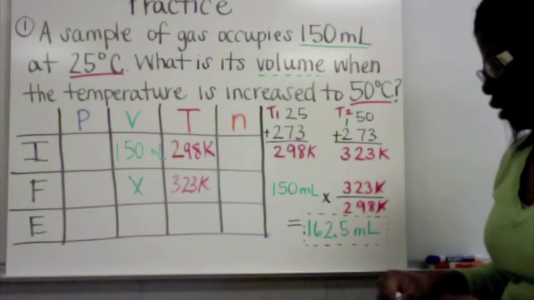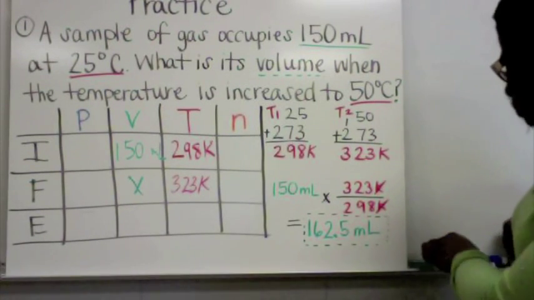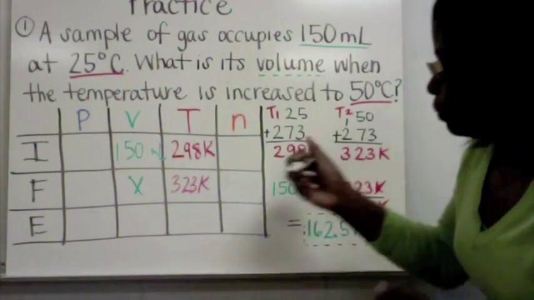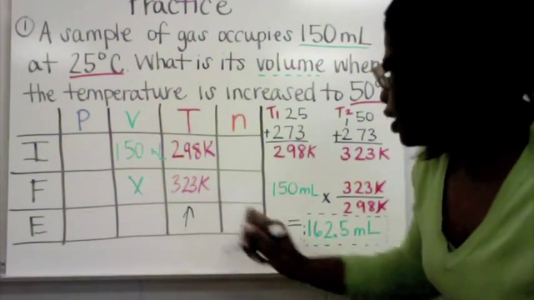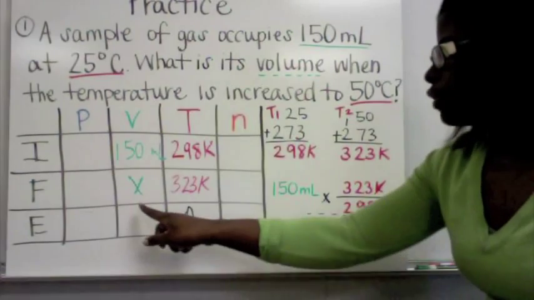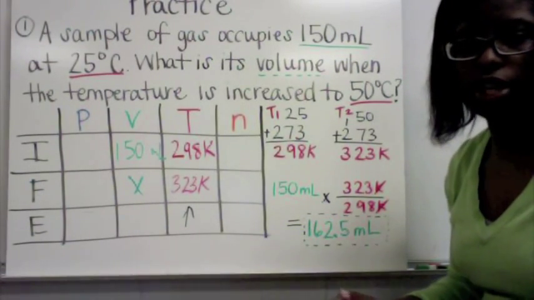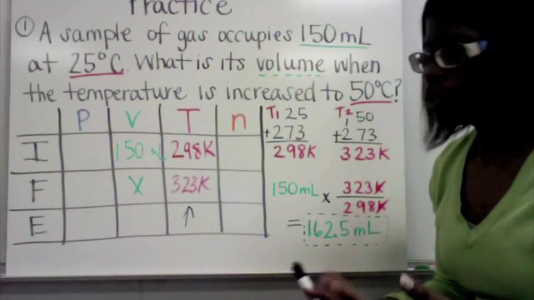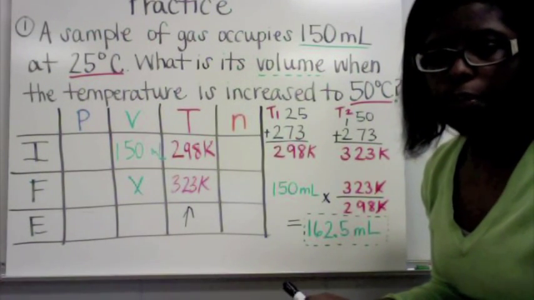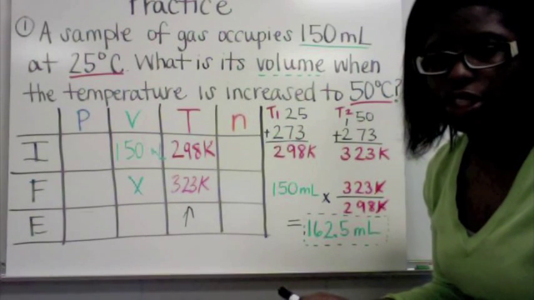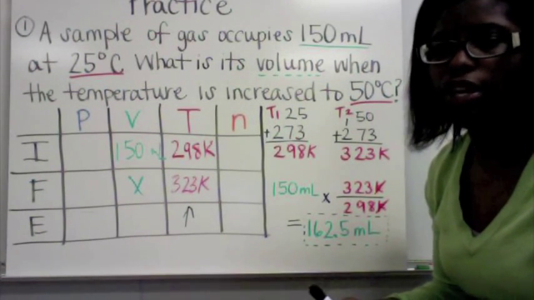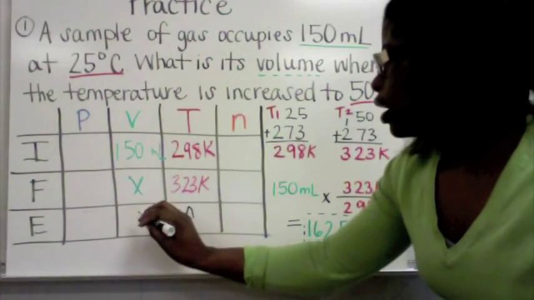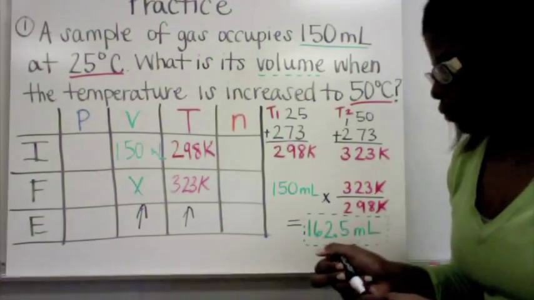We notice that 323 is bigger than 298, so there's going to be an up arrow right here for the effect. The relationship between volume and temperature is Charles's law. Those two variables, volume and temperature, have a directly proportional relationship. So if temperature increases, then volume should also increase. We're looking for a number that will cause an increase in the volume.